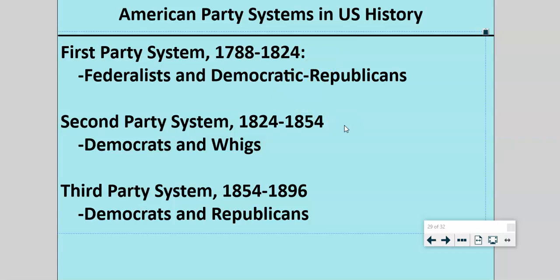You've got the Democrats versus the Whigs. The Democrats, remember, are like the party of Jackson. Think of good old Andrew Jackson at this time. They're going to oppose banks. They're going to oppose the tariff. They're going to be more states' rights oriented. They're going to get their support from Southerners and Westerners and farmers and the working class.